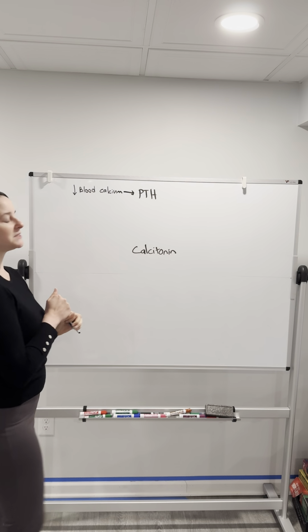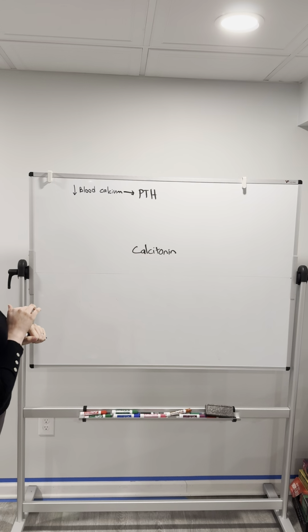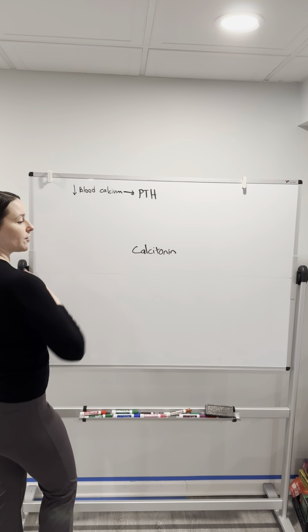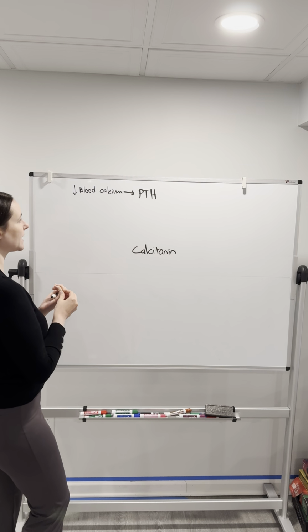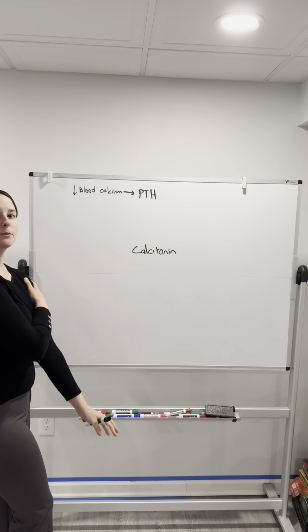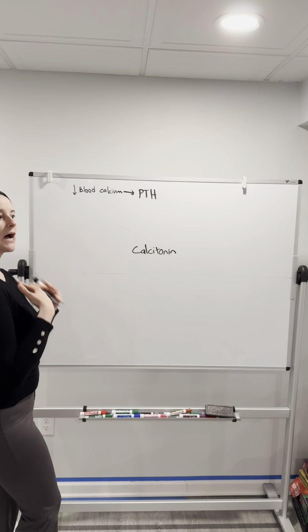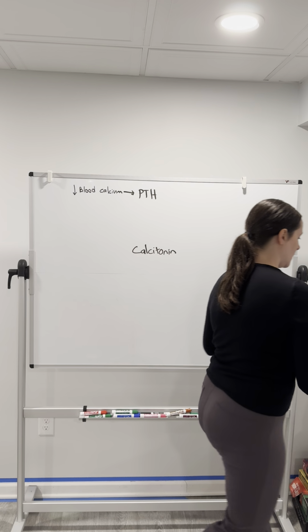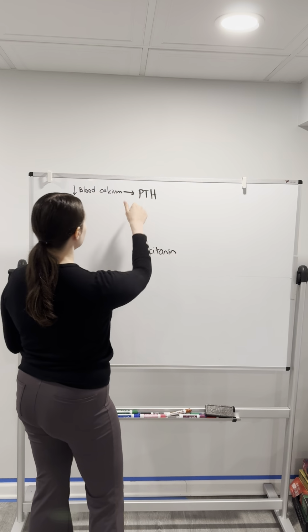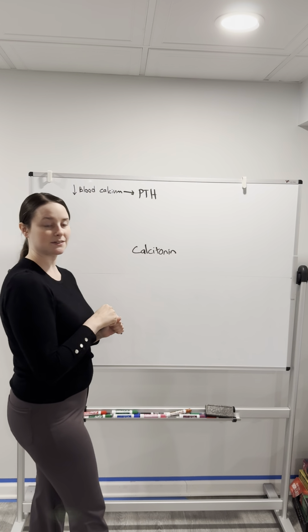Parathyroid hormone is going to be stimulated by the parathyroid gland to be secreted. So parathyroid hormone will be secreted if we have low blood calcium. We want to get calcium from our bones if we don't have enough from our diet within our blood system. This is going to help us increase our blood calcium levels.